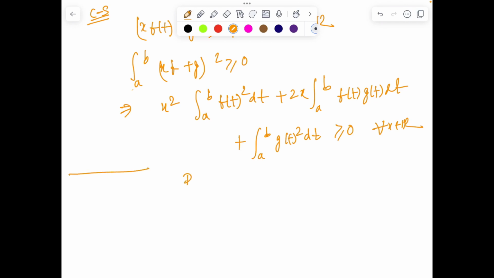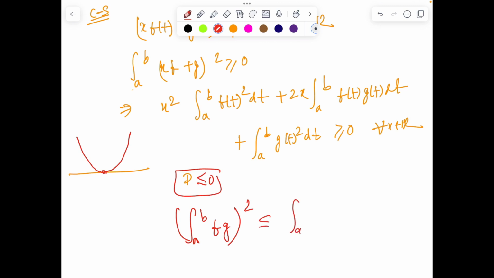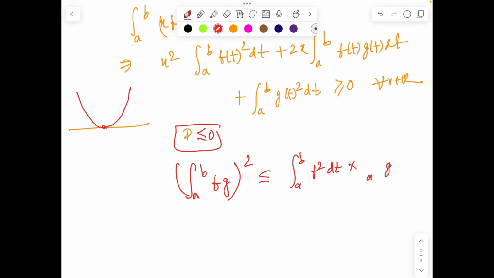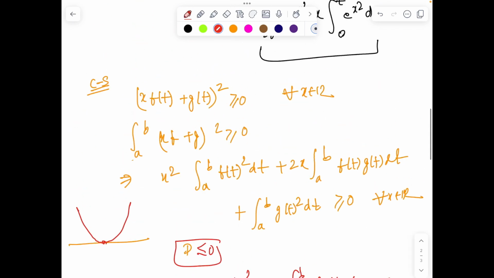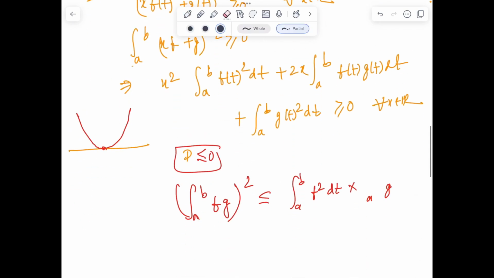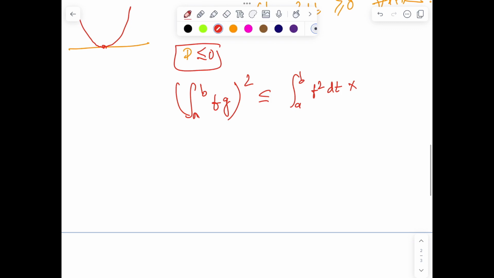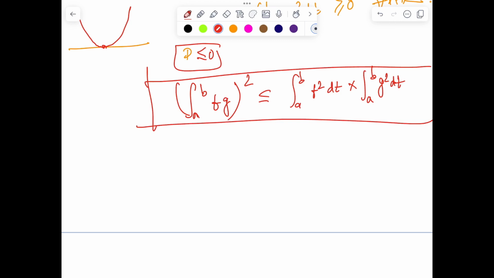So from here, if it is greater than or equal to 0, x square is positive, so it must be an upward parabola. So the only possibility is that the discriminant D must be less than or equal to 0, and that gives me that the integral from a to b of f into g, whole square, is less than or equal to the integral from a to b of f square dt into the integral from a to b of g square dt. And that is essentially the Cauchy-Schwarz inequality for integrals.